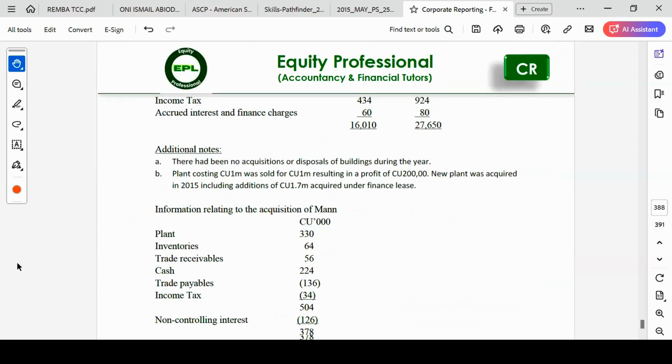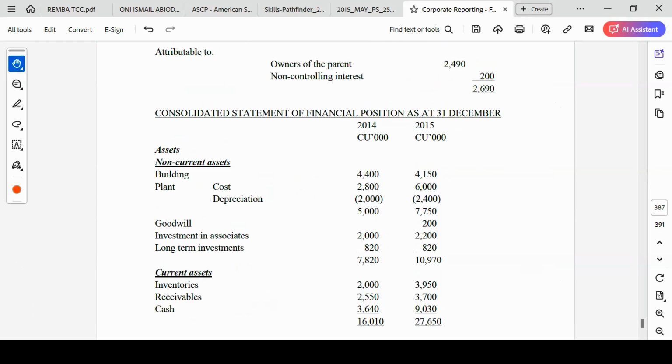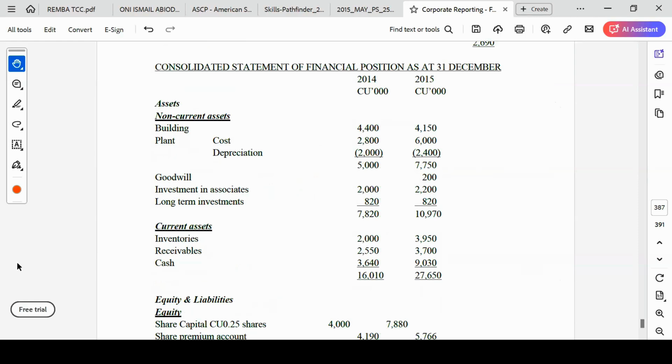But we didn't read the whole of the question. Additional notes for the question say, A, there had been no acquisition or disposals of buildings during the year. When I see this, I become tempted to say, okay, let me look at what they are saying. Buildings. I come and check buildings. All right. If there has been no acquisition or disposal, what is the only carrying amount to reduce 50 of depreciation.